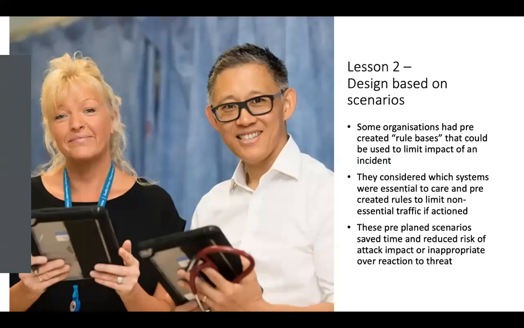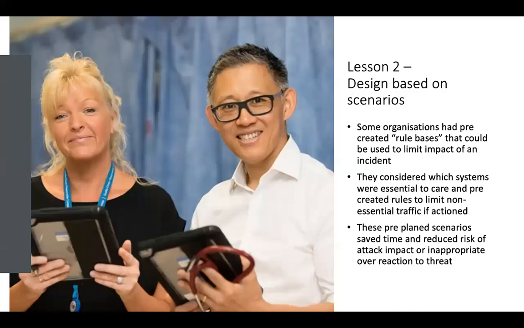So where we have those essential services and where you know what a threat could look like, you could create a number of scenarios and a number of rule bases that could be loaded into your infrastructure based on understanding what threats are there. And some organizations had a level of preparedness around this. So they were able to flip off non-essential traffic from their network very quickly so that they could actually limit the risk of anything spreading. So those pre-planned scenarios save both time and reduce risk when something does present. And it also stops inappropriate overreaction to that threat.